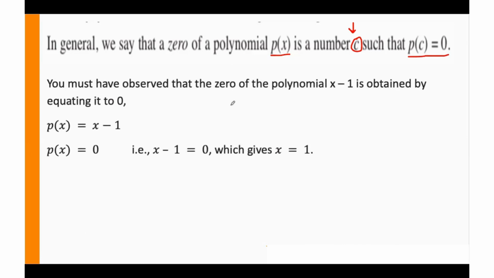You must have observed that the 0 of a polynomial x minus 1 is obtained by equating it to 0. For example, if we have to find the 0 of this polynomial x minus 1, we first equate: p of x is x minus 1, but let's assume that it's 0. So now p of x is this, and p of x is also this, and then these two also become equal. So we equate them. x minus 1 is equal to 0, and that gives us x is equal to 1. That means when we put 1 in place of x, we get the value of 0. So the 0 of this polynomial is 1.